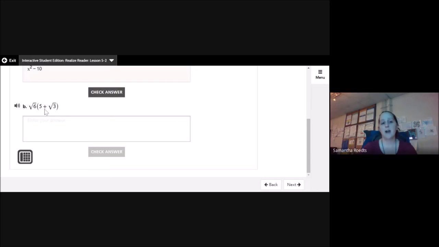The square root of 6 times 5 plus the square root of 3. So I get 5 times the square root of 6 plus the square root of 6 times the square root of 3. So 5 square root of 6 plus the square root of 18, since 6 times 3 is 18. The square root of 18 is 9 times 2. So it's 5 square root of 6 plus 3 times the square root of 2.